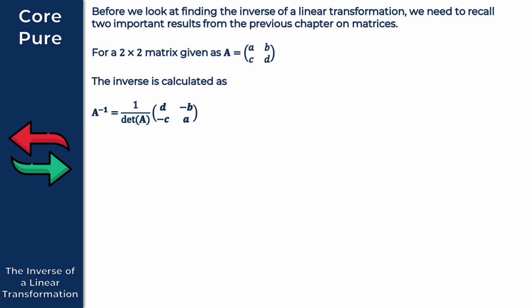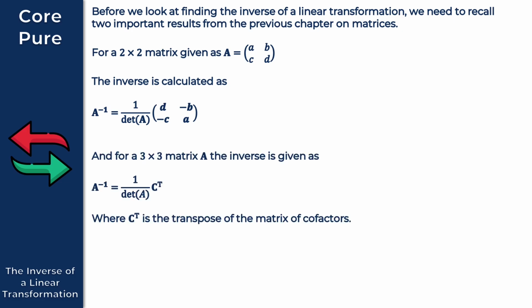What about a 3 by 3 matrix now? Well, not quite as straightforward. For a 3 by 3 matrix, let's call that A, the inverse is given as follows. We have A inverse again equal to 1 over the determinant of A, and then we times this by C to the power of T. C to the power of T is the transpose of the matrix of cofactors.